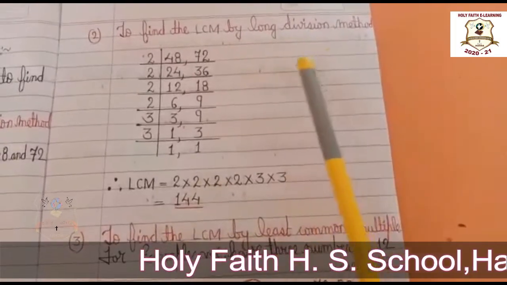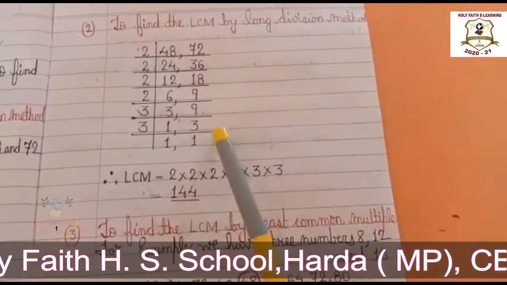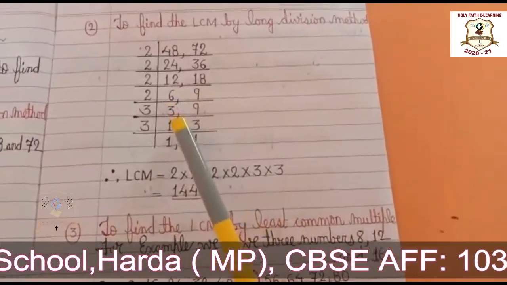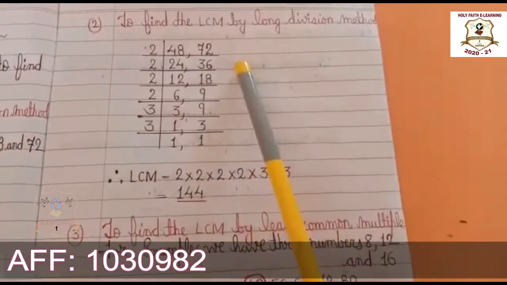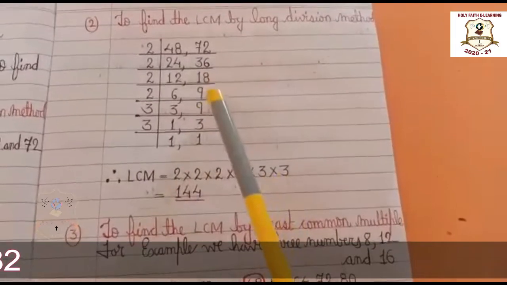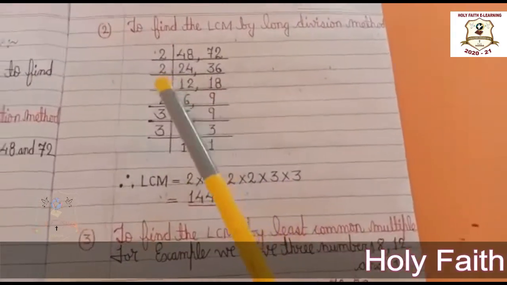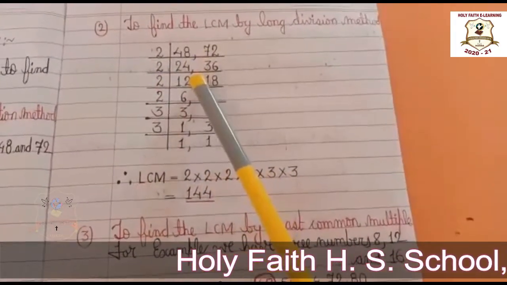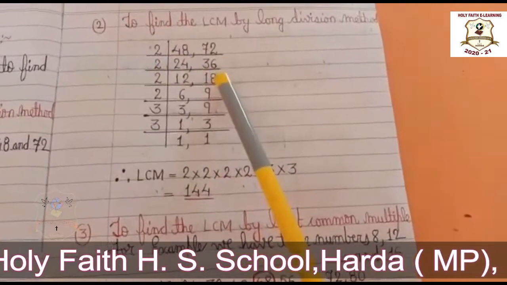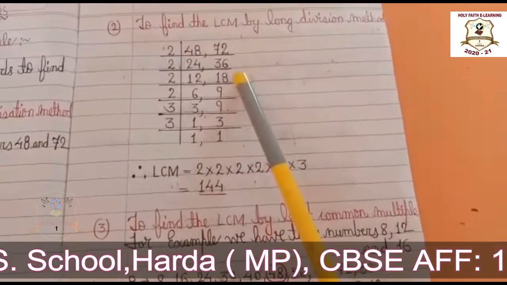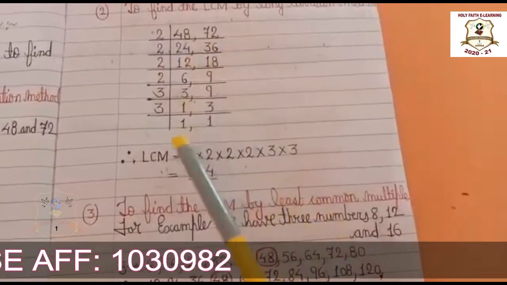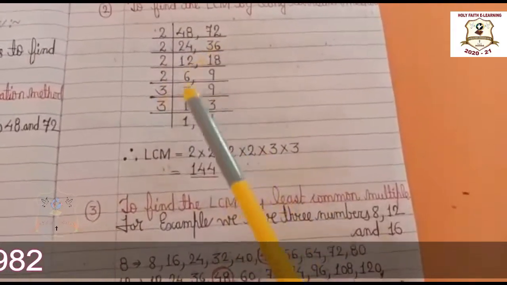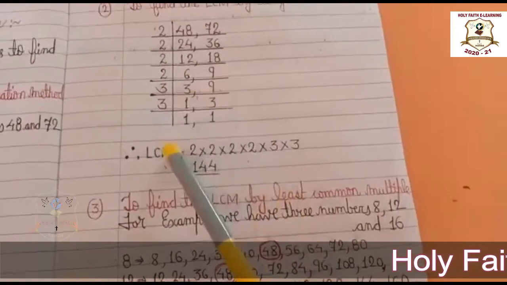Okay, long division method. So first what are we doing, beta? We have 48 and 72, both are even numbers, right? So we divide by 2. 2 divided into 48 is 24, 2 divided into 72 is 36, same as the last question. Then 2 divided into 24 is 12, 2 divided into 36 is 18, 2 divided into 12 is 6, 2 divided into 18 is 9.